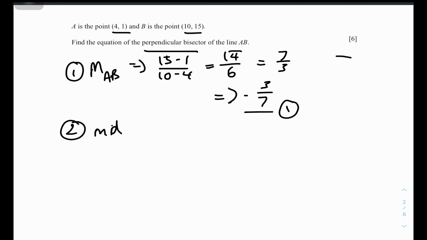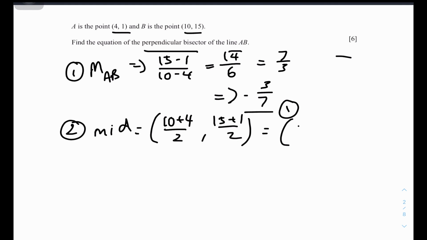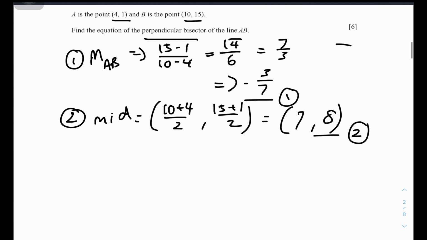To find the midpoint, you just do x1 plus x2, 10 plus 4, and divide by 2, and y1 plus y2 divided by 2. 14 divided by 2 is 7, and 15 plus 1 is 16, 16 divided by 2 is 8. So the midpoint is (7, 8). Now we have the gradient and we have the coordinates, so it will be y equals minus 3 over 7 x plus c. You put in the condition where x equals 7 and y equals 8.